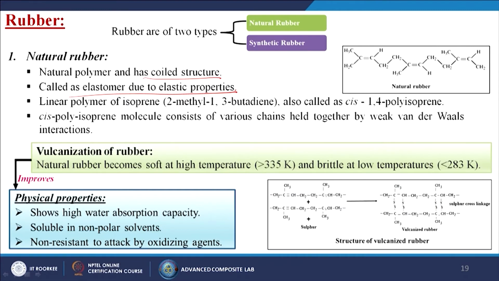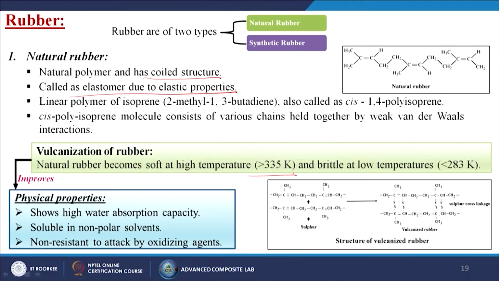The cis polyisoprene molecule consists of various chains held together by weak van der Waals interactions, because the forces there are very weak. As I told already, vulcanization of rubber means that when we are adding two or more rubbers, in between them we use some cross-linking material like hydrogen peroxide or sulfur, and then we make one kind of polymeric chain. Generally, natural rubber becomes soft at high temperature, more than 335 Kelvin, and brittle at low temperature, generally less than 283 Kelvin.